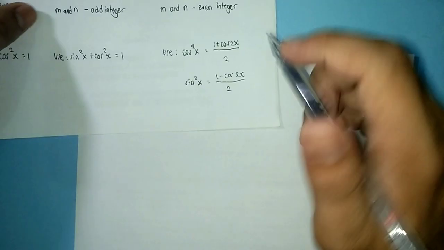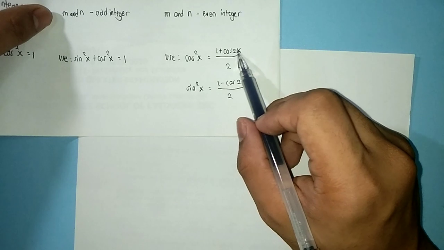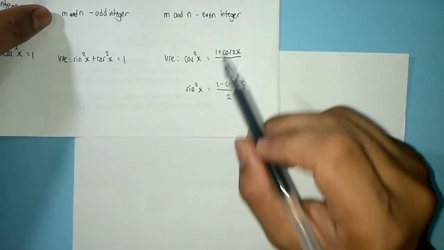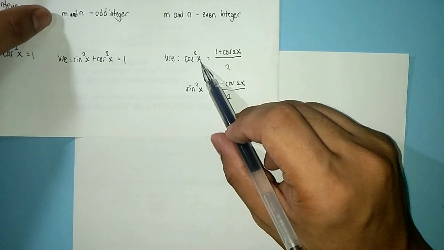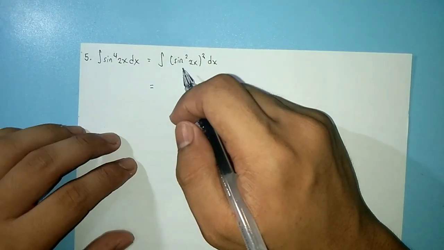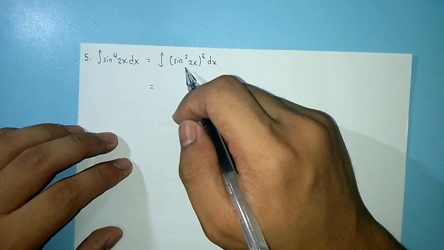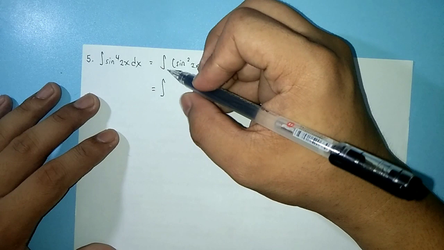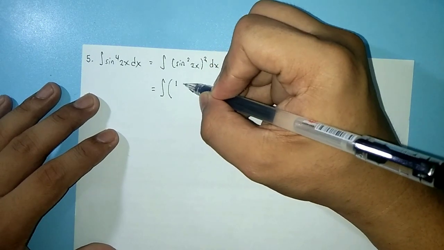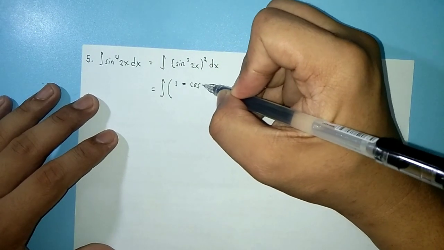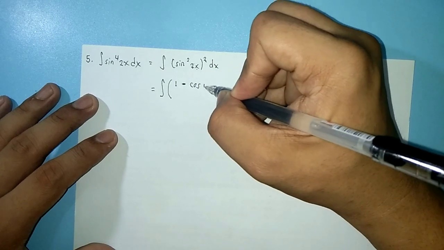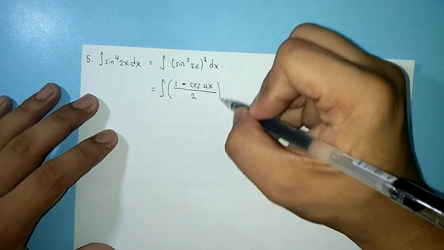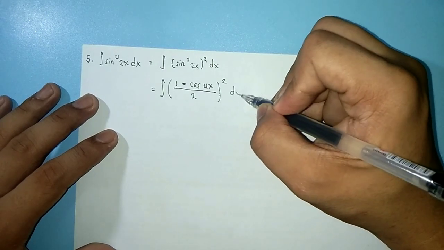So pansinin nyo sa formula. Nag times 2 tayo dito sa angle. Okay, from x naging 2x. So magta times 2 tayo sa angle. Okay? So ito magiging 1 minus. Okay? So integral of 1 minus cosine from 2x magiging 4x all over 2 quantity squared.